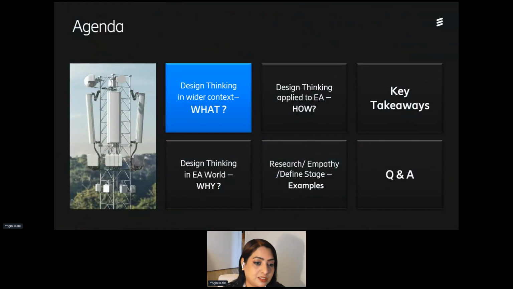So let's get started. A little bit of an overview of the agenda for this session. I will be starting with what is design thinking in wider context and what is it about. That will be followed by why is design thinking important in the enterprise architecture world, and following which I will explain how design thinking can be actually applied to EA. Then we will have a few very practical examples of different stages, research, empathy, and define, which are the stages in the design thinking cycle. A few examples on that, and then we'll be wrapping up with the key takeaways.